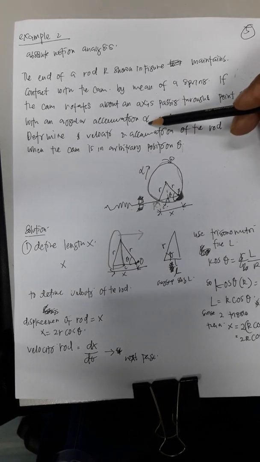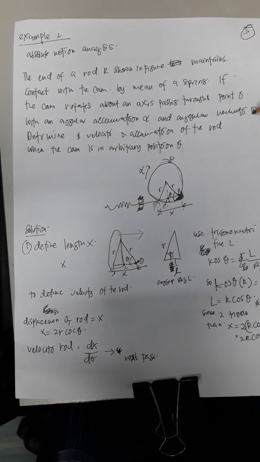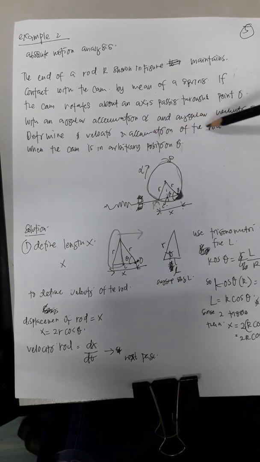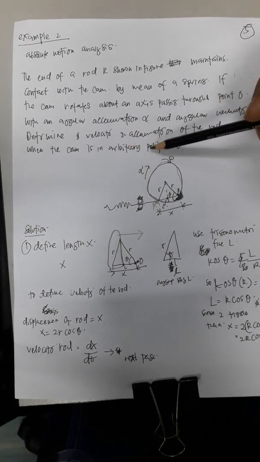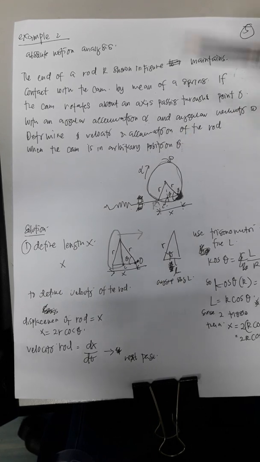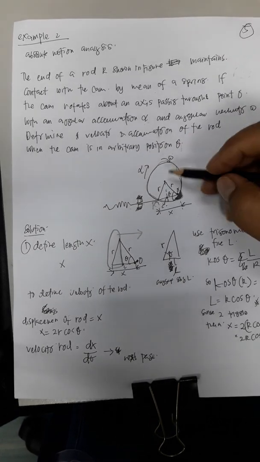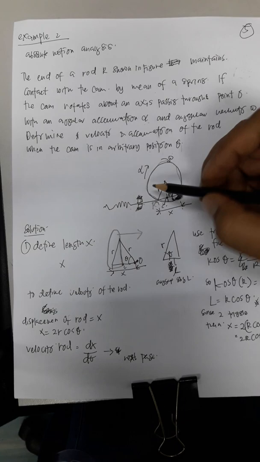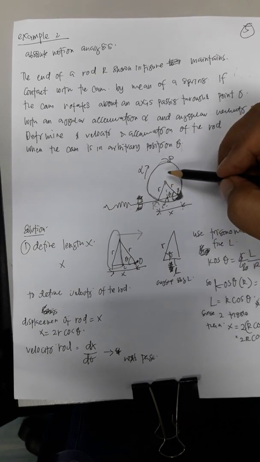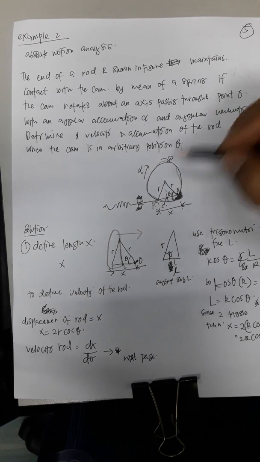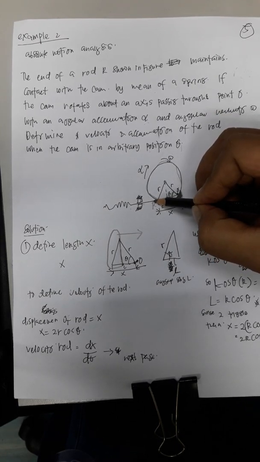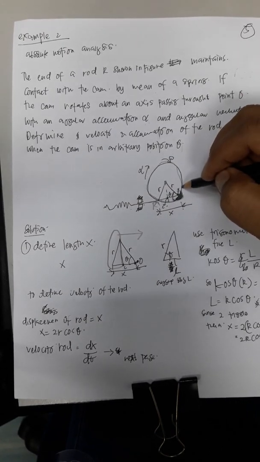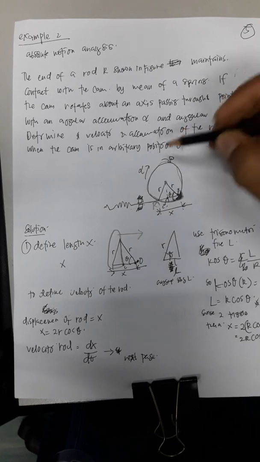With the angular acceleration of alpha and the angular velocity omega, determine the velocity and acceleration of the rod when the cam is in arbitrary position theta. Okay, so this is the theta here. This is the center, and this is the point R here, which is the rod. There is a spring here. So the cam is something like this. Okay, cam.